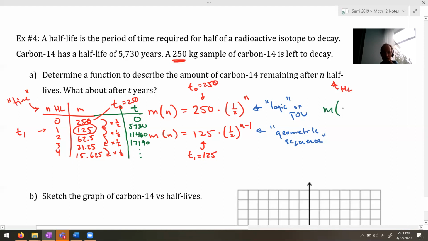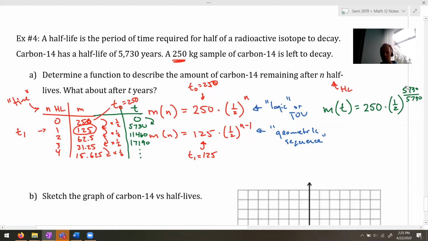Anyway, if the question was now asking for mass not as a function of the number of half-lives, but we actually had to think of it in terms of t years, we'd have a similar structure. We'd start with 250, and we'd still be multiplying by a half. But what would the exponent be in this case? Every time we go up by 5,730, we're multiplying by a half one time. So if my value for t, the variable, was 5,730, I would want the exponent up here to be equal to 1. So I need to write this in such a way that when the time is 5,730, my exponent would be 1.